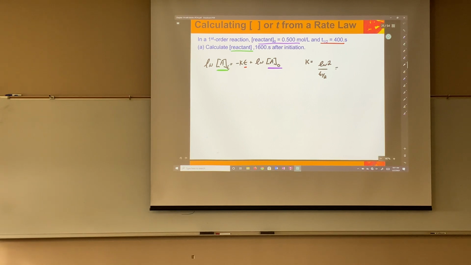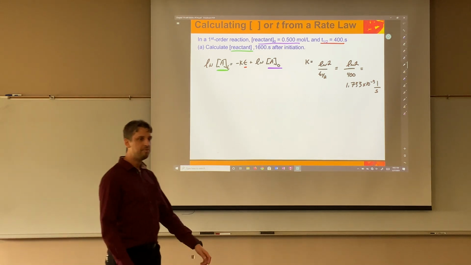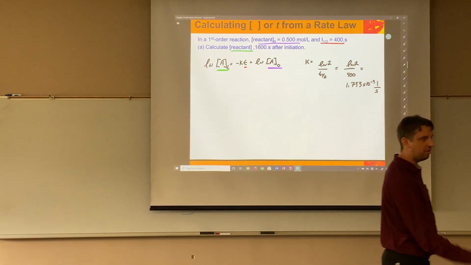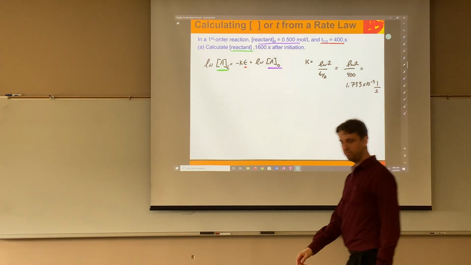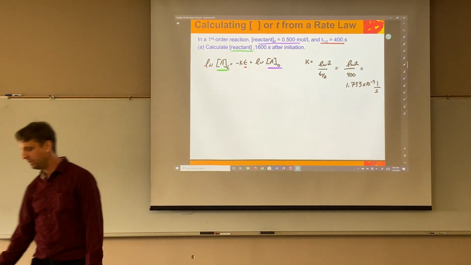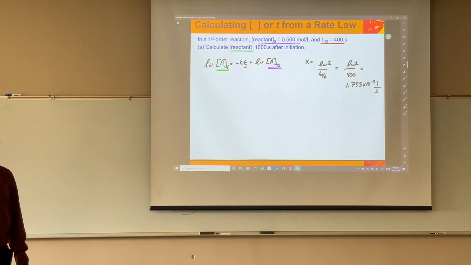So natural log of 2 divided by 400 equals, let's see, 1.73, and I ran out of space, so I'll write it over here. 1.733 times 10 to the minus 3 per second, right? Per second. Does that make sense? This is a constant. What's happening per second? Isn't K supposed to have some other stuff? It can, but it doesn't have to. But this is what we have here.